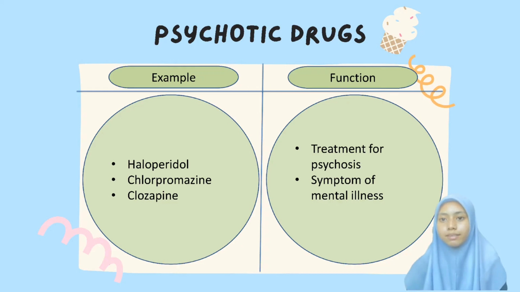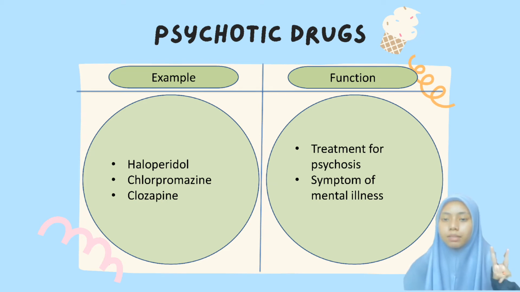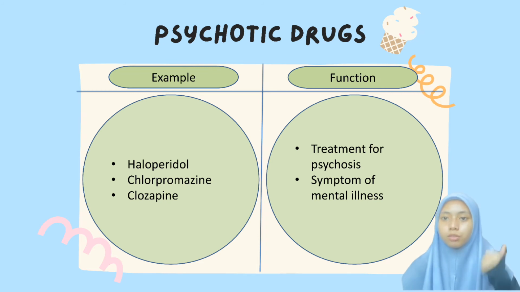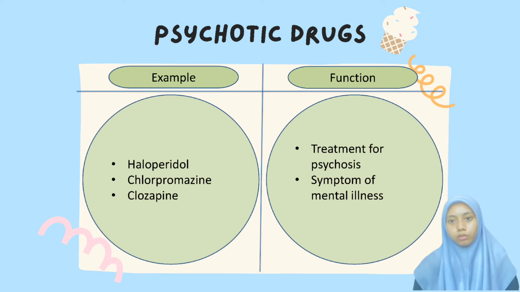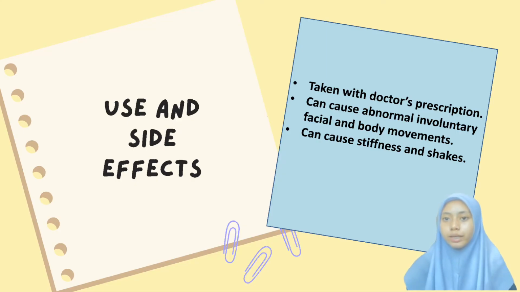So we go to the next, psychotic drugs. There are 3 examples of psychotic drugs. The first one is haloperidol. The second one is chlorpromazine. The third one is clozapine. The function of all 3 of these psychotic drugs is treatment for psychosis and symptoms of mental illness. So, the use and side effects of psychotic drugs.